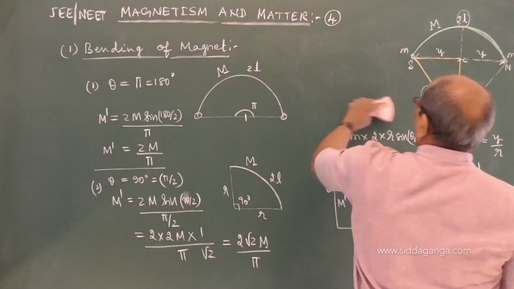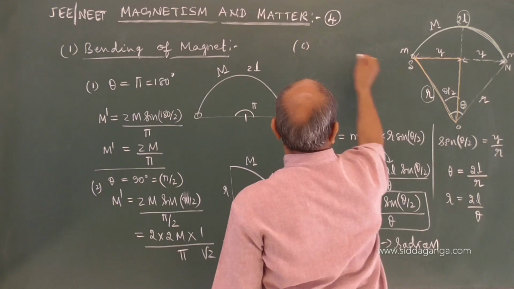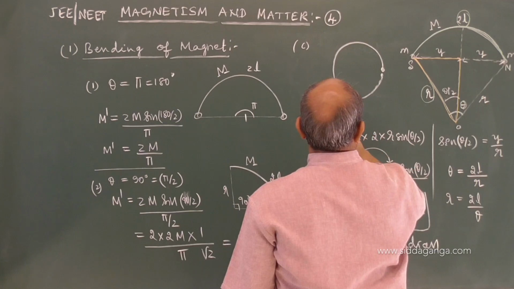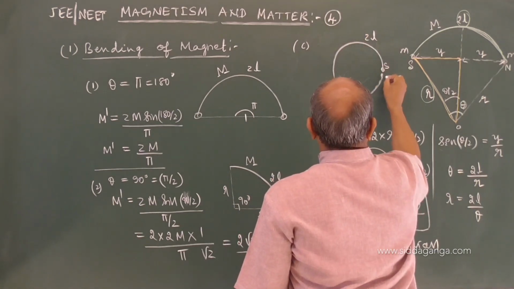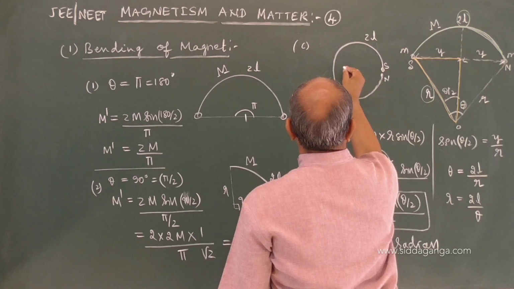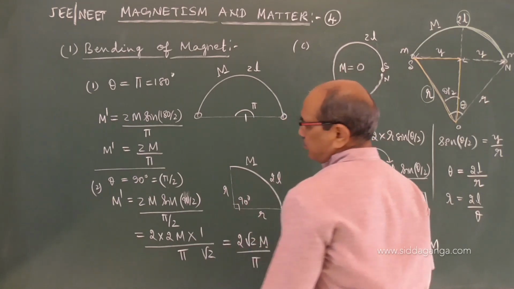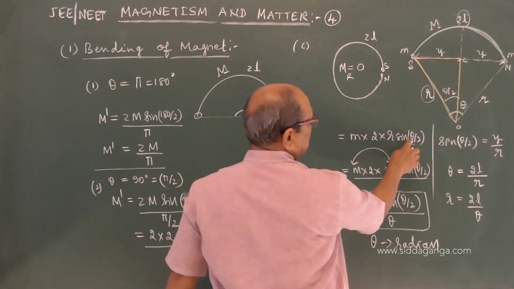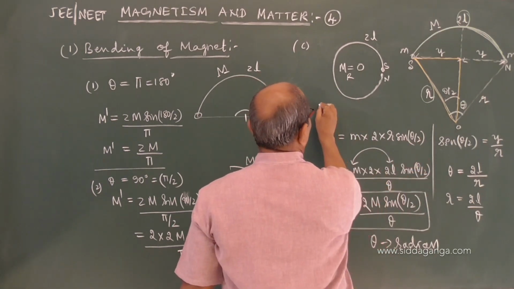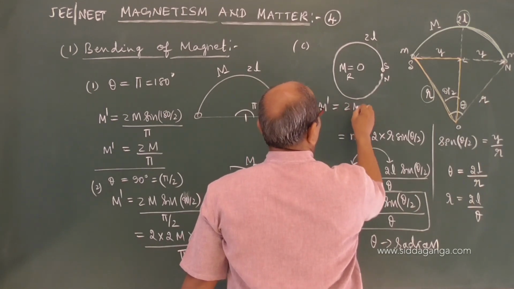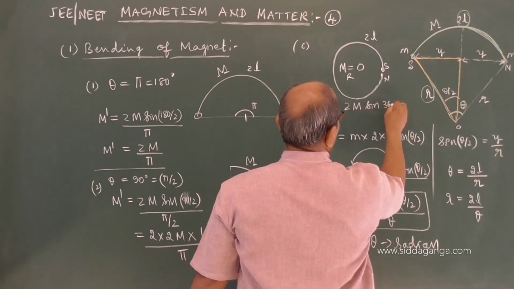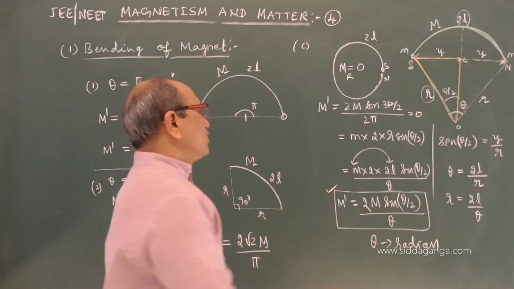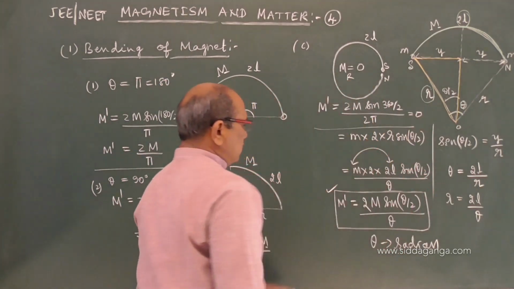I can show the third one. Suppose it is forming a complete loop, case C, suppose this is completely bent almost together, of length 2l, with S and N. What happens is the resultant moment is 0. Resultant moment is 0 because sin 360 by 2 is sin 180. If I substitute here, 2m into sin 360 by 2 divided by 2 pi becomes 0. So thus I have taken three different cases of this equation.